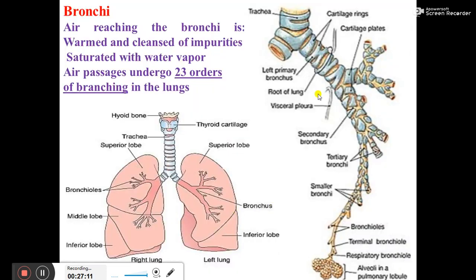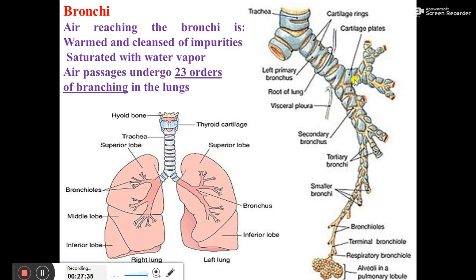So here is a figure which will help you to know the things. So this was a trachea, and we have taken only one side of the branching to make you understand easily. These are the cartilaginous rings which are attached to these muscles to prevent their collapsing, so that air is passed properly. This is the primary bronchus.